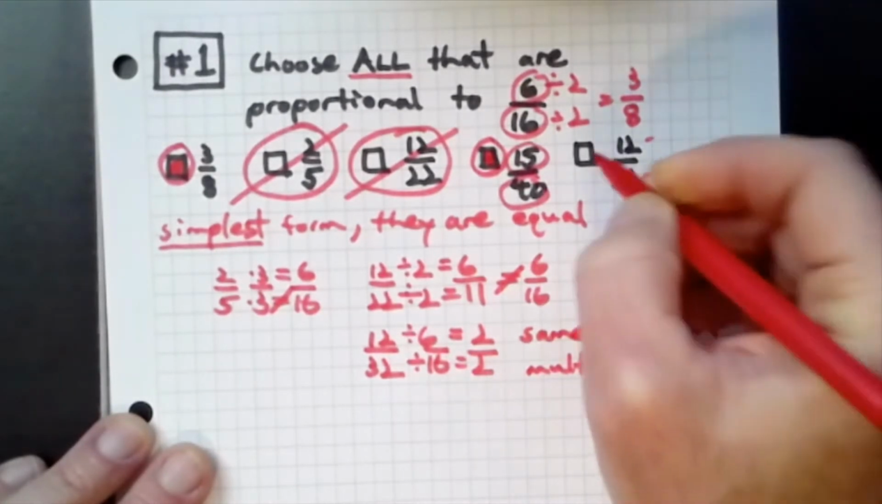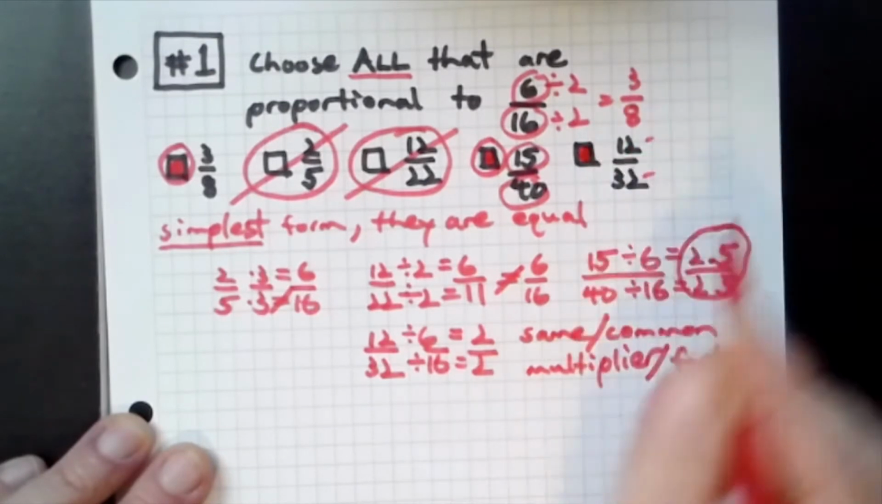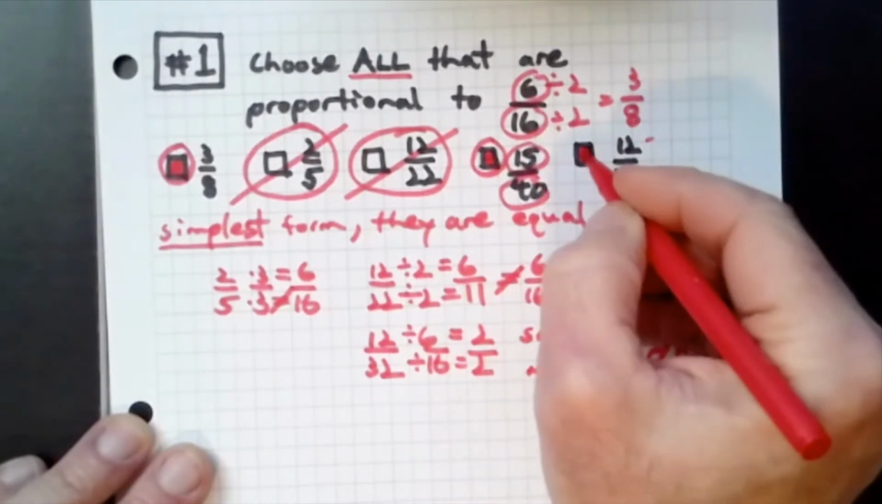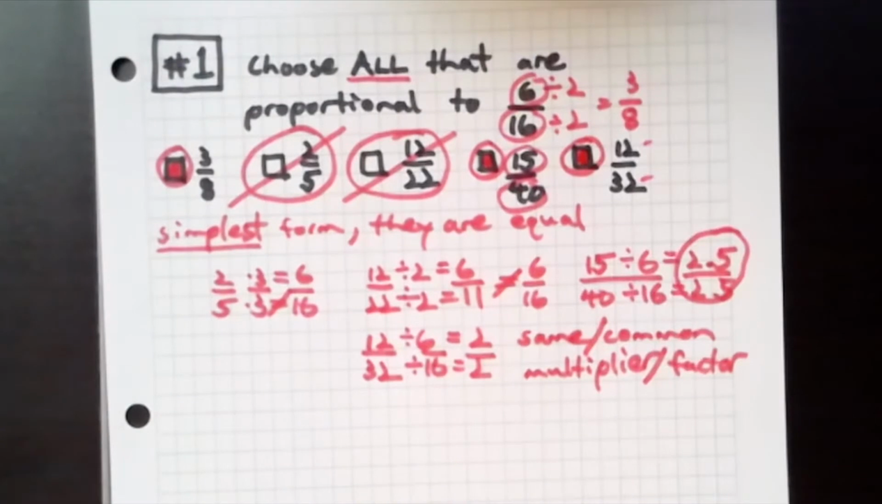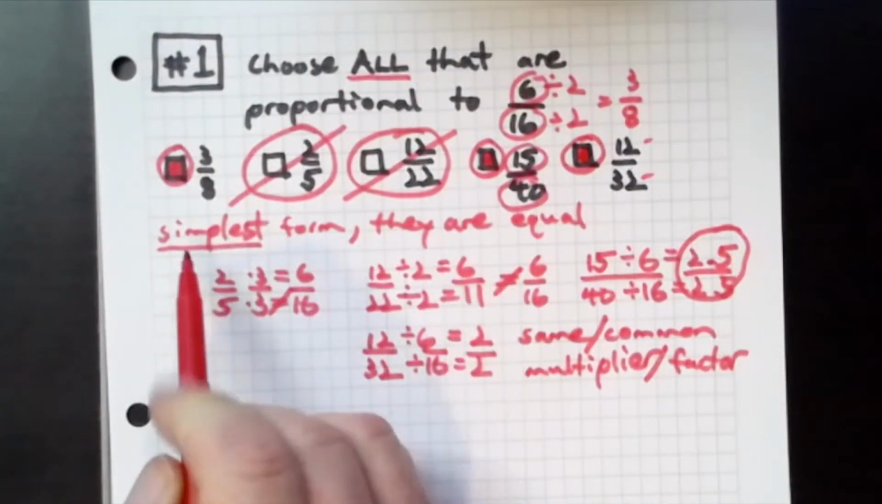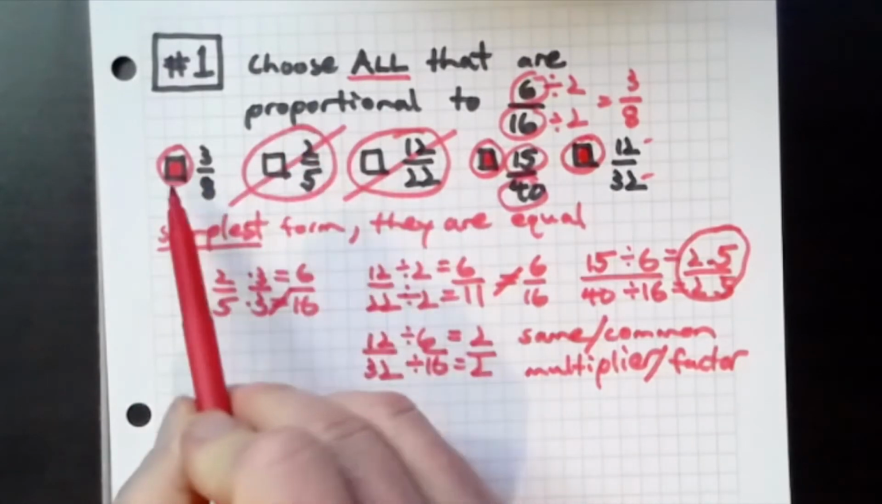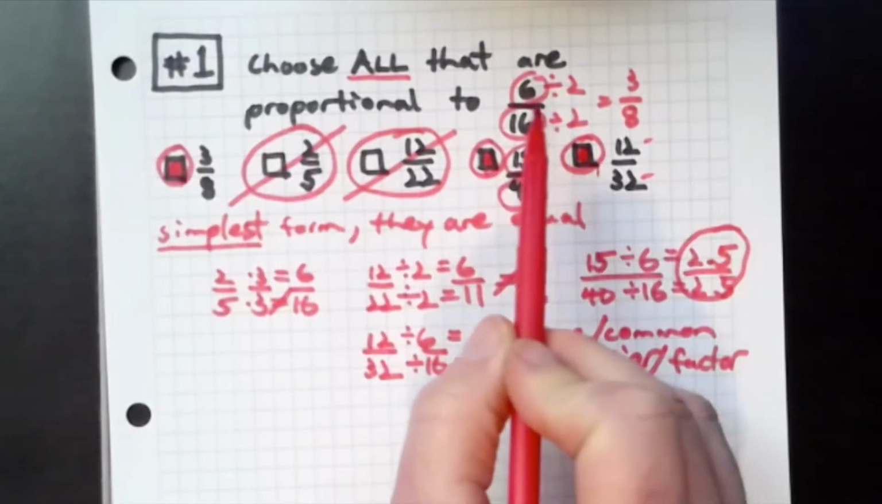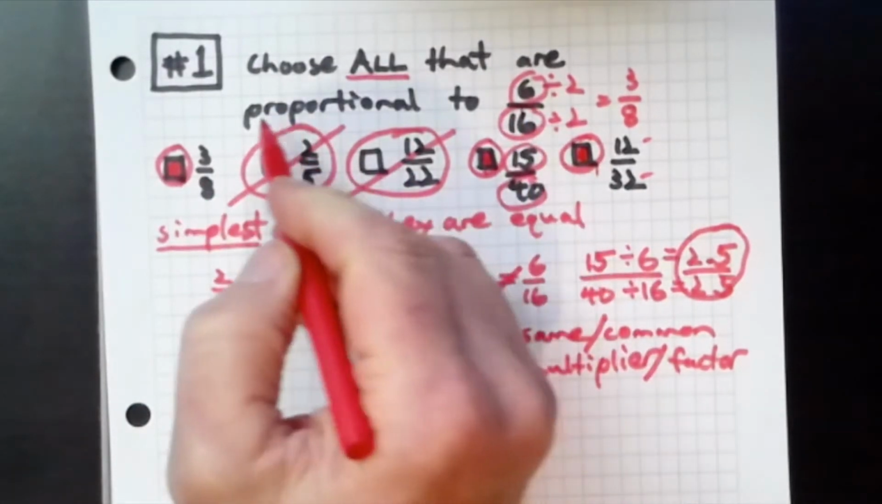Those are the same, so all 3 of these can be simplified to be equal. Therefore, when in simplest form, that one, that one, that one, and our original are all proportional.